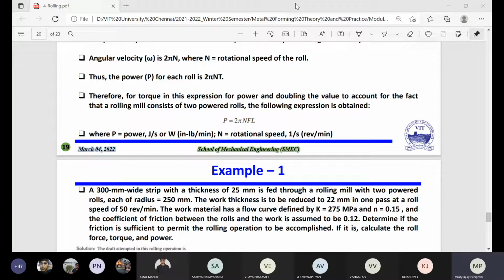All the units you have to write. Yes, sir. Then if you want to find out F, T, and P, you need L, the contact length. So can you find out the contact length? L equal to R into (T0 minus TF) whole root over.